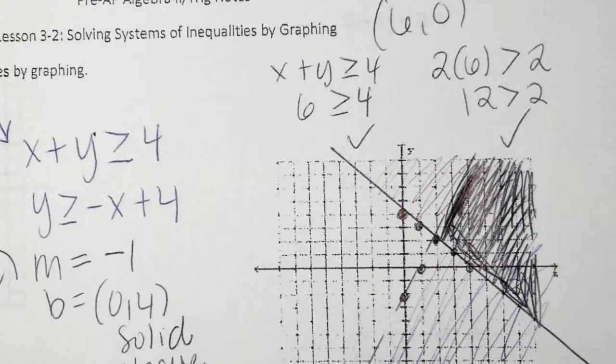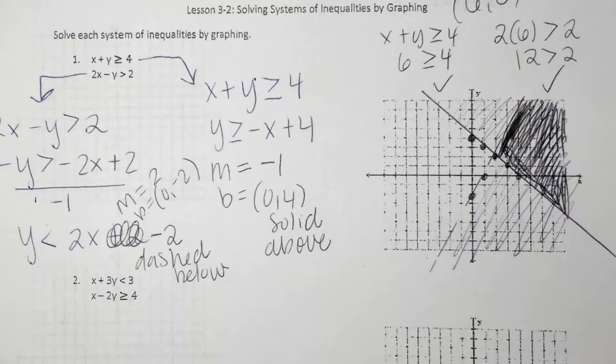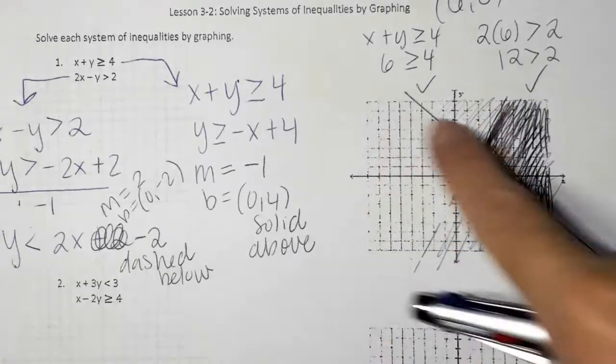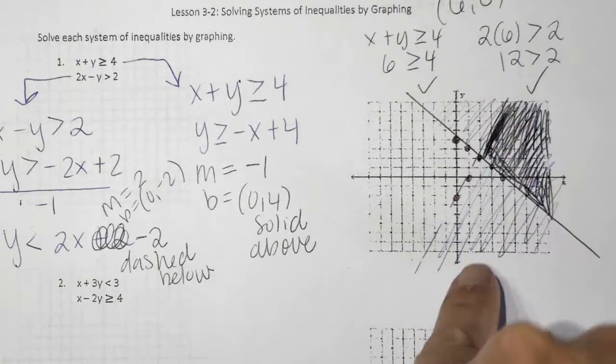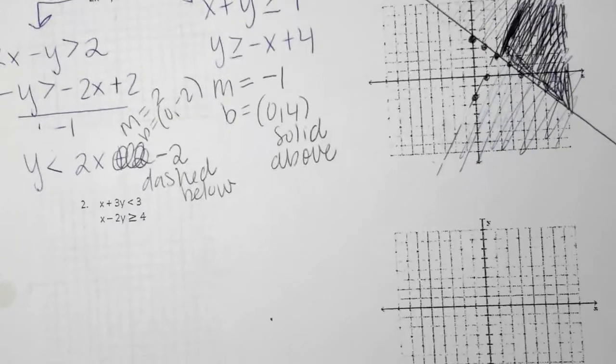What would happen if I tried to plug in 0, 0? It wouldn't work, but why? Very good. Everybody understand? Any questions? So this is on your test, this is what I'll be grading if this is correct. So your lines have to be correct, shading, and solution area. Alright, let's move on to the next one.